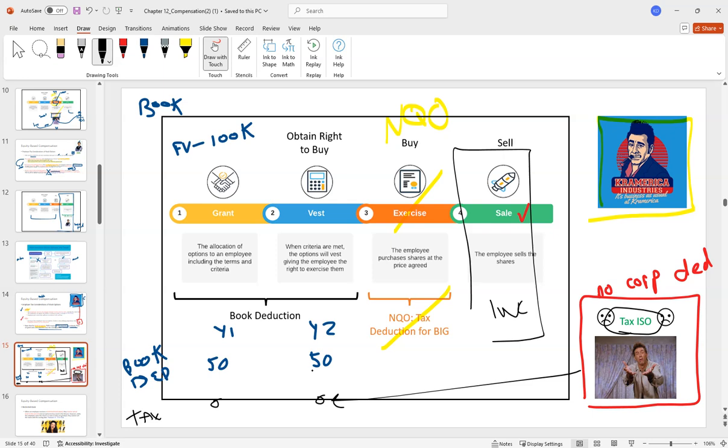So with that, I'm going to end the lecture here. We'll pick it up with restricted stock in the next lecture.